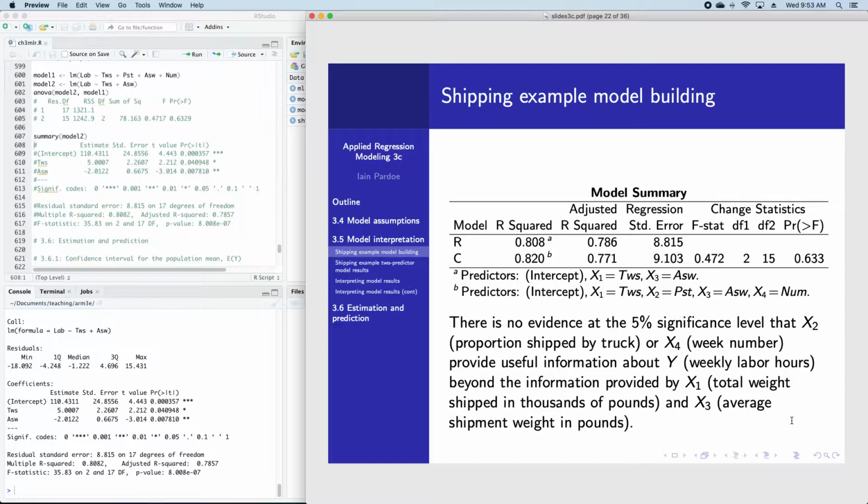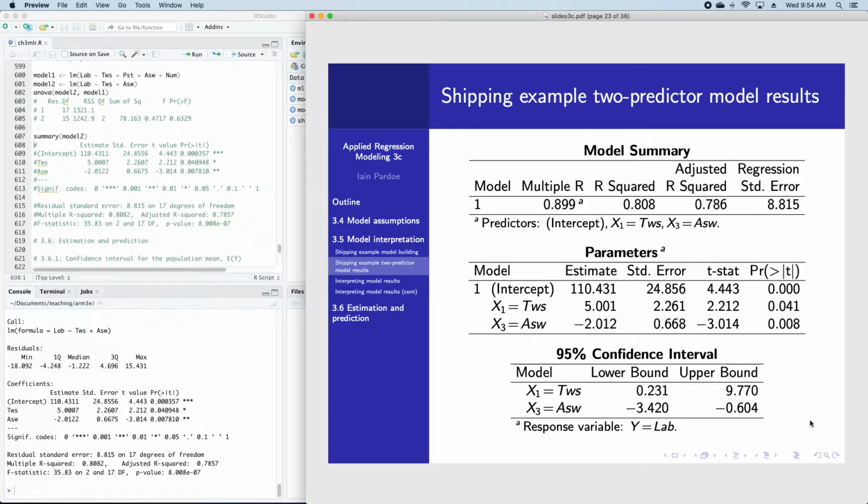So what we just did there was that nested model F-test. We did some model building, and we concluded, because of this p-value here, that there is no evidence at the 5% significance level that x2, which is PST, or proportion shipped by truck, or x4, which is weekly number, there's no evidence at the 5% significance level that those 2 predictors provide useful information about y, which is weekly labor hours, beyond the information provided by the other 2 predictors, x1, or TWS, total weight shipped in thousands of pounds, and x3, ASW, average shipment weight in pounds.